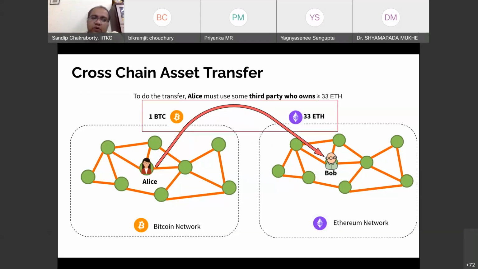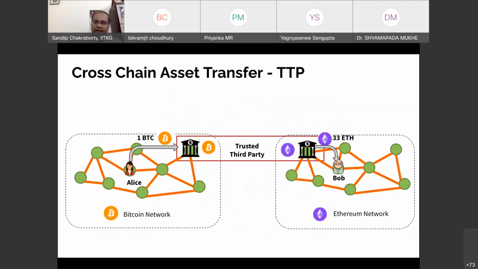Now, to do this kind of transfer, Alice must use some kind of third party who owns more than 33 Ethereum, has accounts in both networks, and operates on both networks. So you can have a trusted third party that has accounts in the Bitcoin network as well as in the Ethereum network. Alice transfers one Bitcoin to that person, and that person then transfers 33 Ethereum from his or her wallet in the Ethereum network. That way you can utilize a trusted third party to facilitate such cross-chain asset transfer.